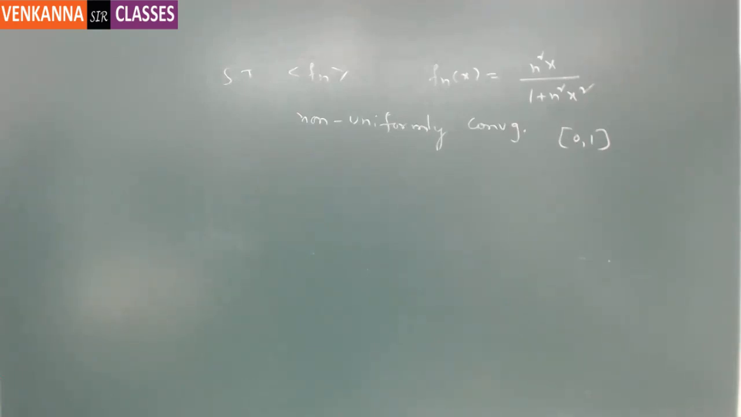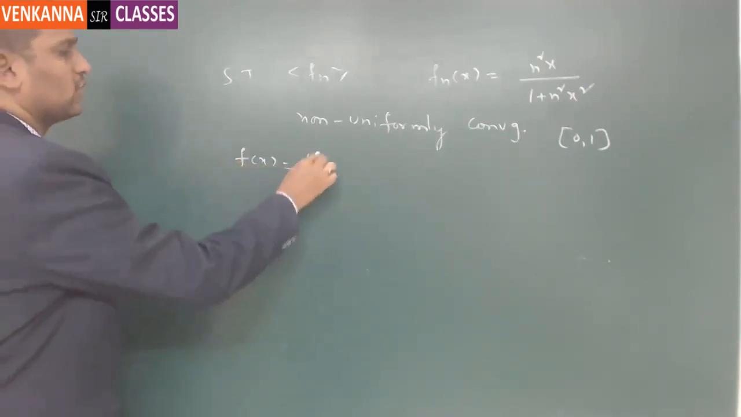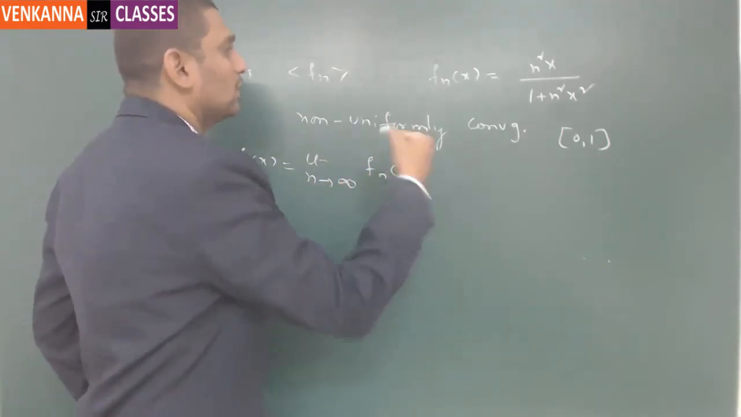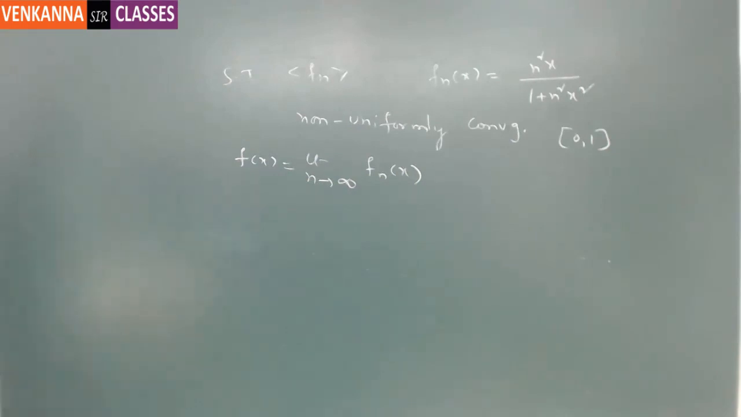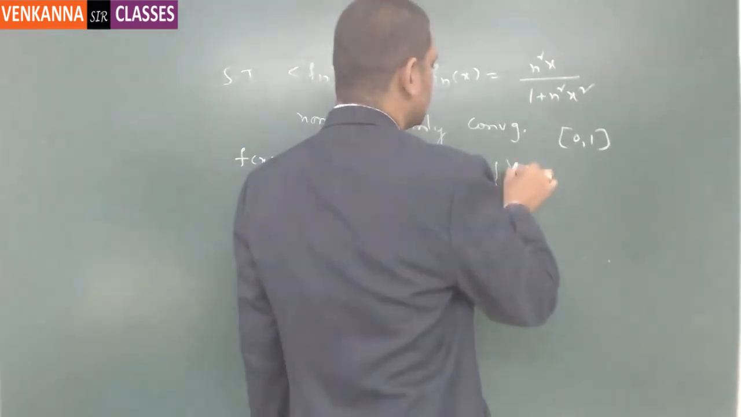Now let us calculate the limit function first. So f of x is equal to limit n tends to infinity of fn of x. Now you tell me about the limit function, how it comes. If you take n square common in the numerator and denominator, what could be the value on the given interval? Since the interval includes 0 also, you are going to write like this.